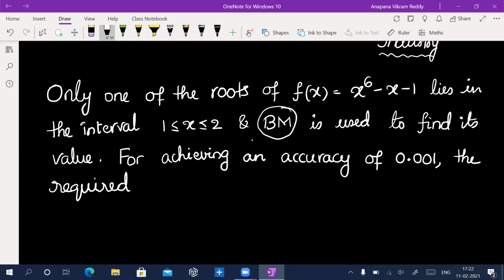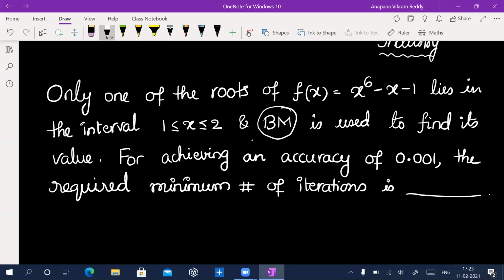For achieving an accuracy of 0.001, what is the question here? The required minimum number of iterations, yeah, that you have to say. So what was your approach? You just solved in the usual way, okay?